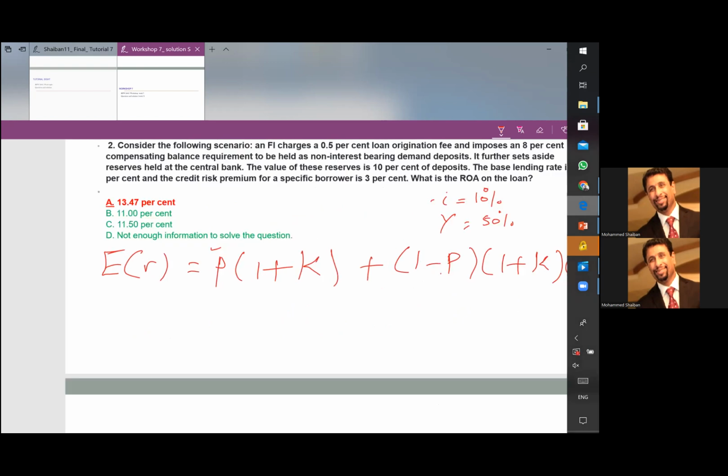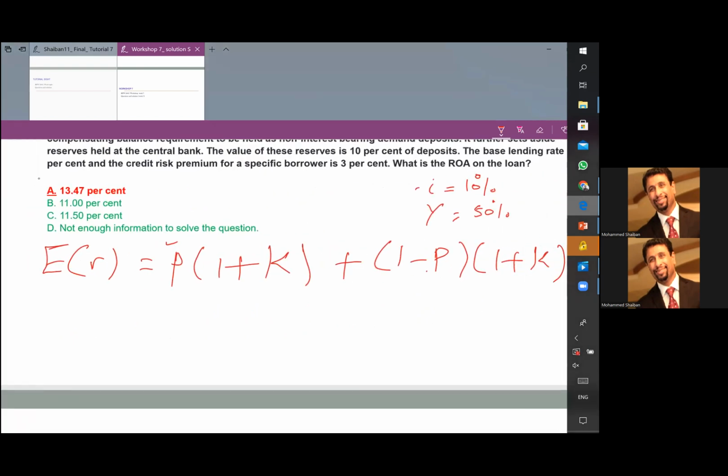So please look at what I will do here. I will first calculate the probability of payment. If I give you a complicated problem like this, with all this information, and I ask you what the expected return is, all of this needs the P. So the P is actually, as we agreed, 1 plus I equals the probability of payment times 1 plus K.